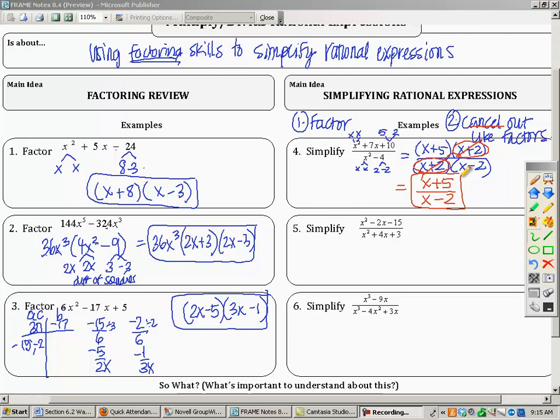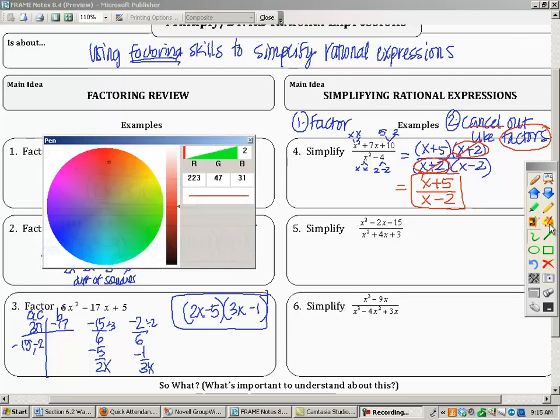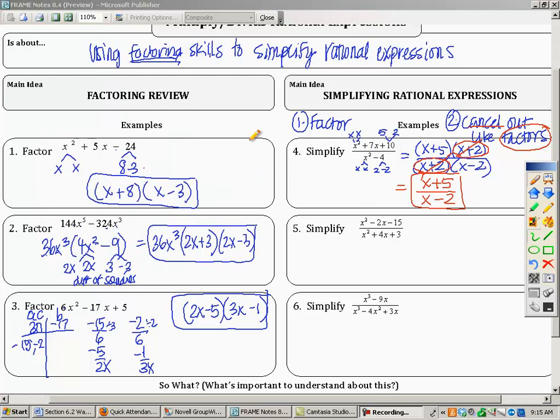You cannot cancel x's from top and bottom because there's a plus or a minus there. That's why we say we can only cancel out our factors. Okay? So let me go back to that other color again. Let's try the second one.